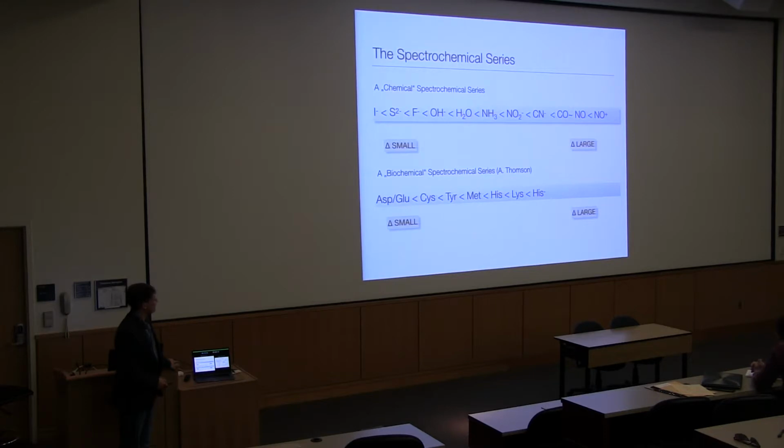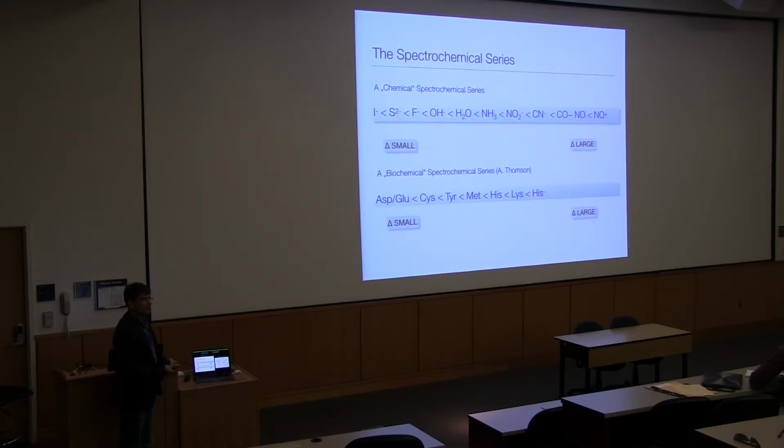The spectrochemical series orders the ligands according to their ability to split these d orbitals into a T2g set and an Eg set. At the very low end of the spectrum, we have ligands like iodide, sulfide or fluoride. And at the very high end of the spectrum, we have NO+, NO, CO, cyanide, etc. So small deltas occur on this side of the spectrochemical series, and large deltas occur on that side.